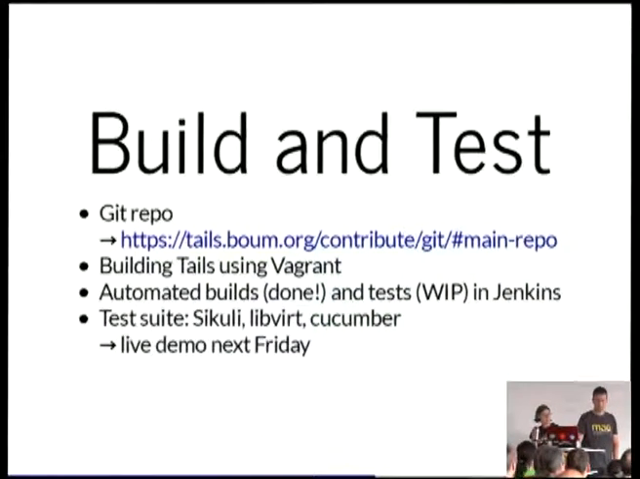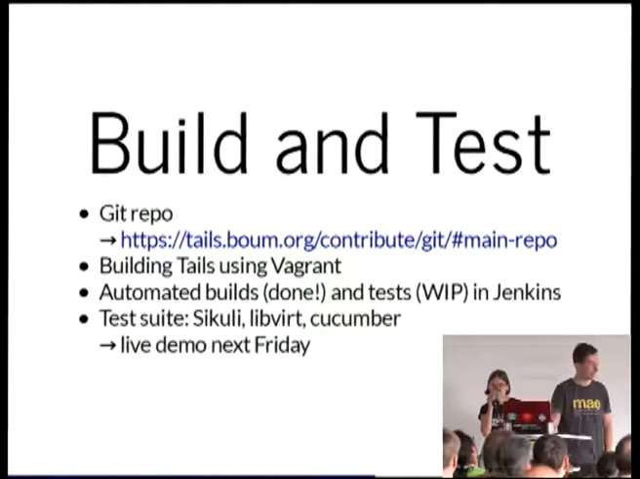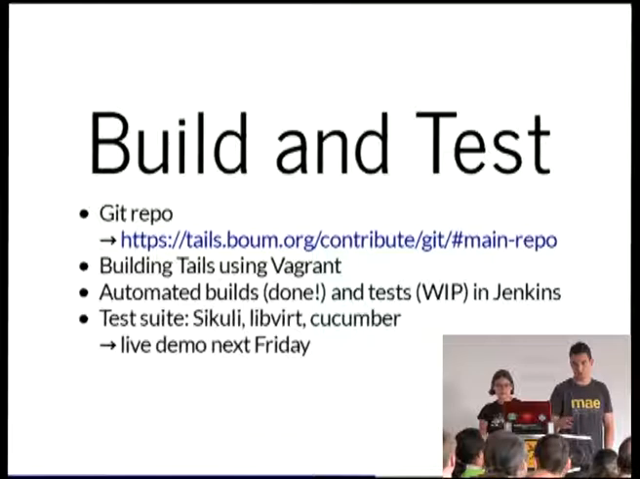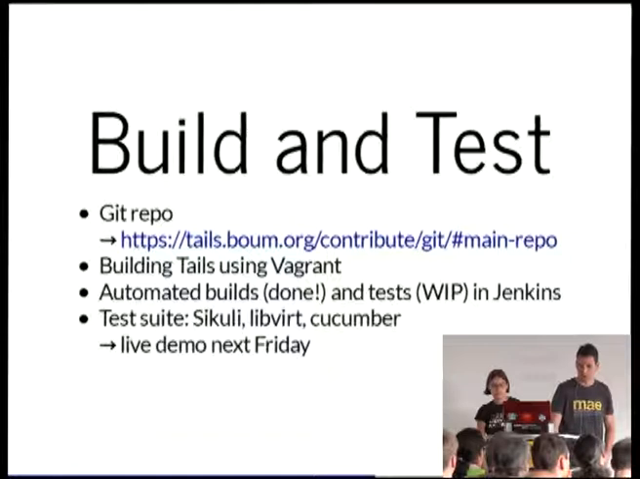For the build and test system, we have the Git repo that you can access at the link. For building and tests, we are using Vagrant. We now have automated builds and tests, which the user can run on their own computer. But we also have a set of servers in our infrastructure that we use to do it automatically, because more and more we have more frequent releases of new versions, so we have to do it in an automatic way. For that, we are using several tools, for example Sikuli, Libvirt, and Cucumber. And if you want to see this working, don't miss the demo next Friday that intrigeri is going to show.